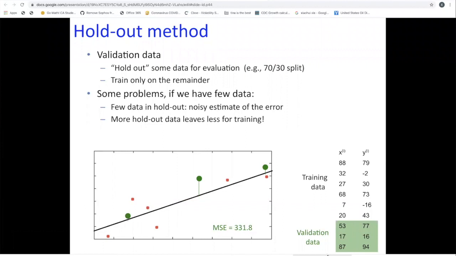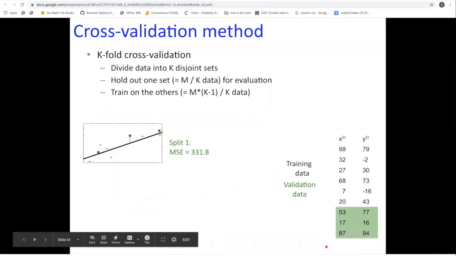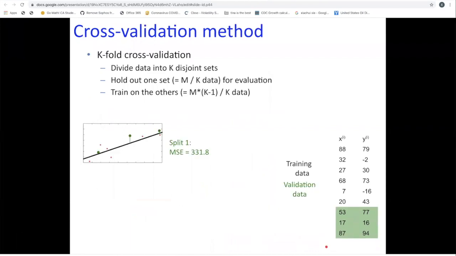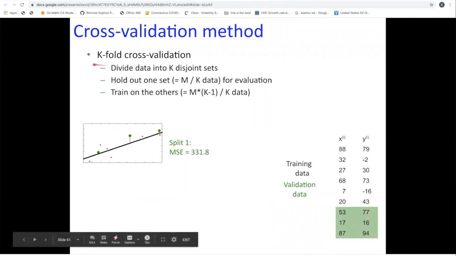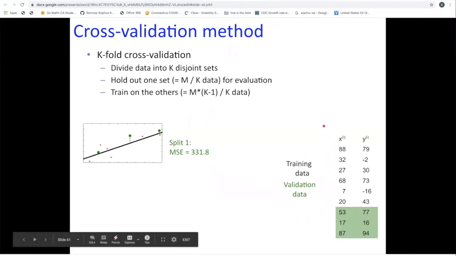Ideally, you would like to use more data to evaluate your models, so that your estimation is more accurate. So the question is, how do you utilize more data for evaluation purposes? The way is cross-validation, as I mentioned previously. You split the data sets into k disjoint sets, and you hold out one set for evaluation, and then train on all the other sets, essentially k-1, all the remaining data sets.